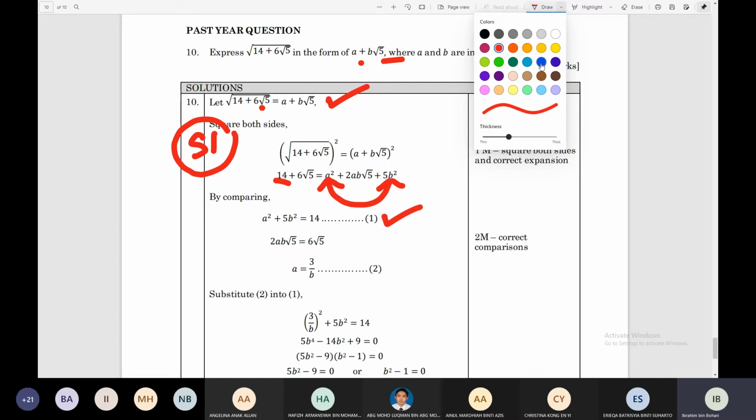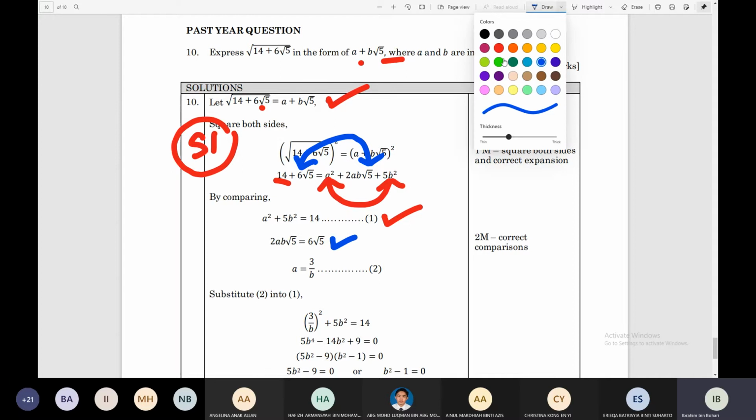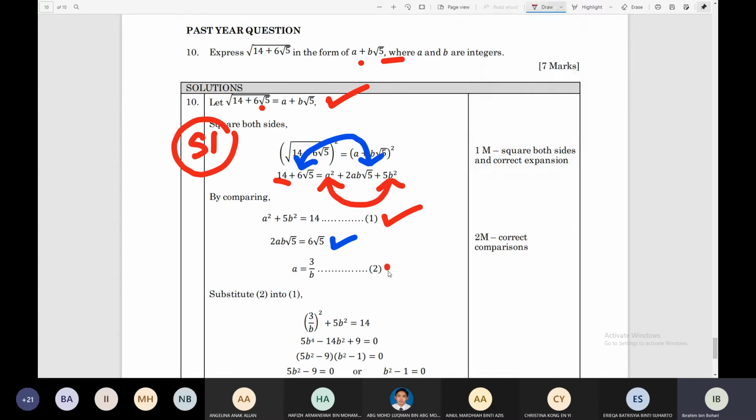I will show you if you cannot see. Okay, now you can see. So the second equation, 2ab root 5 equals 6 root 5, and then write down a in terms of b. a equals 3 over b. This is step 2, 3 over b.